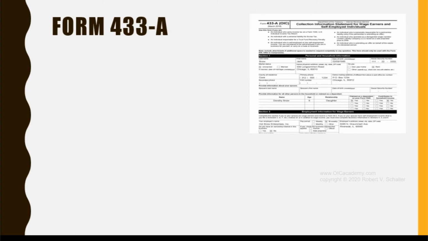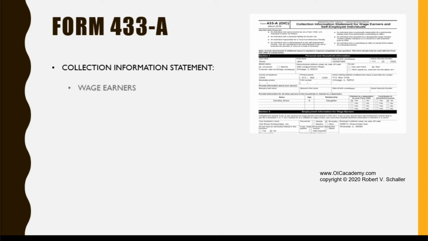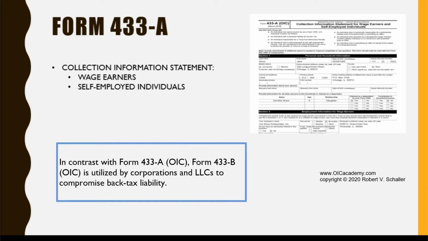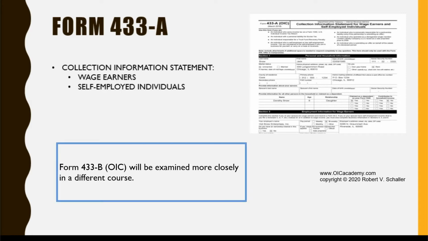Now, let us explore Form 433A OIC more closely. Form 433A is the Collection Information Statement for wage earners and self-employed individuals. In contrast with Form 433A OIC, Form 433B OIC is utilized by corporations and LLCs to compromise back tax liability. Form 433B OIC will be examined more closely in a different course.